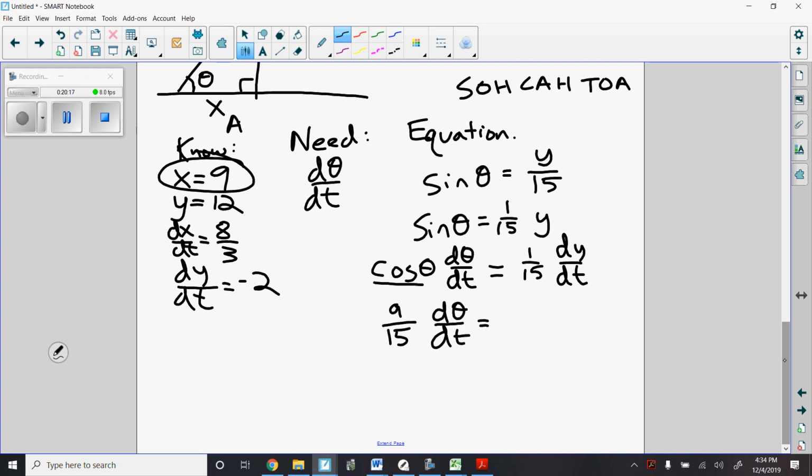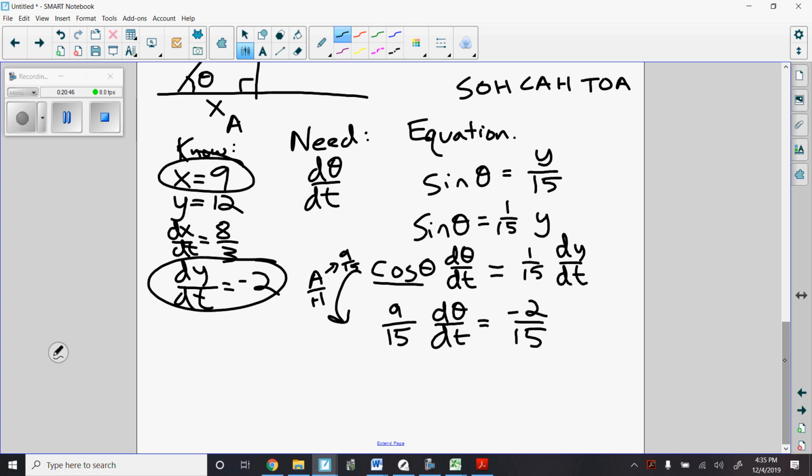equals 1/15. And again, I got this from just doing adjacent over hypotenuse, right? Which was, my adjacent was x, which was 9/15. That's where that came from. And I have to do 1/15 times dy dt. Well, I know dy dt is -2. So -2 times 1/15 is -2/15.